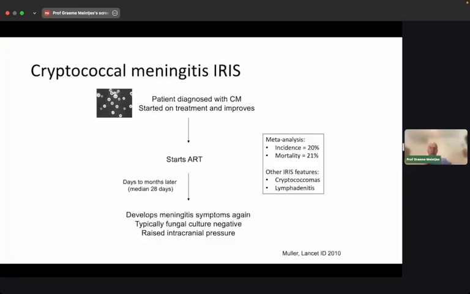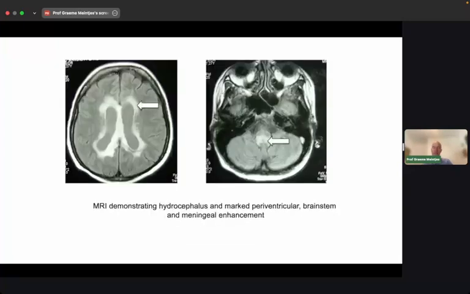Typically, the fungal culture in the CSF is negative because it's not a relapse of the cryptococcal infection. This is inflammation driven at the persisting antigens of Cryptococcus still present in the central nervous system. Typically, they have raised intracranial pressure associated with the cryptococcal presentation, and mortality is substantial at 20%. And this is just a case of a young woman who we saw with this typical course. She had a cryptococcal meningitis, was improving, started ART, and came in with recurrent meningitis symptoms, and then developed severe brainstem dysfunction.